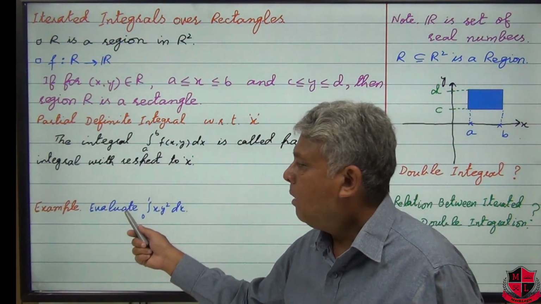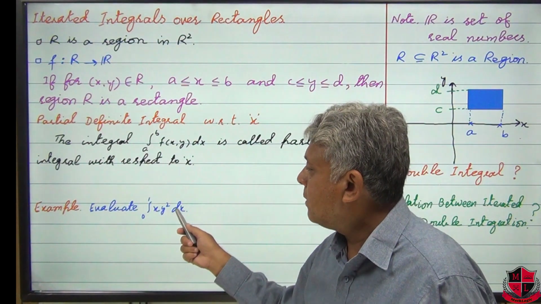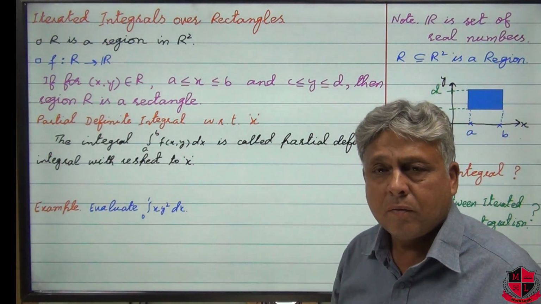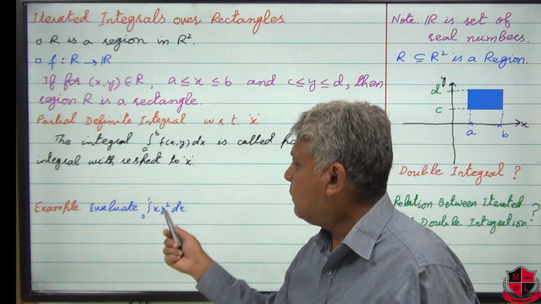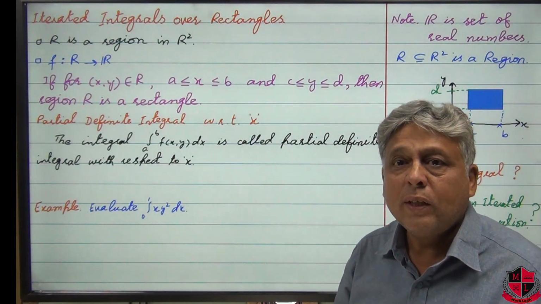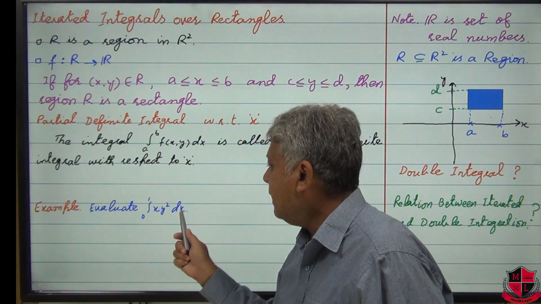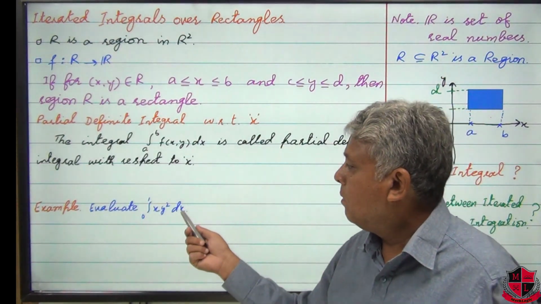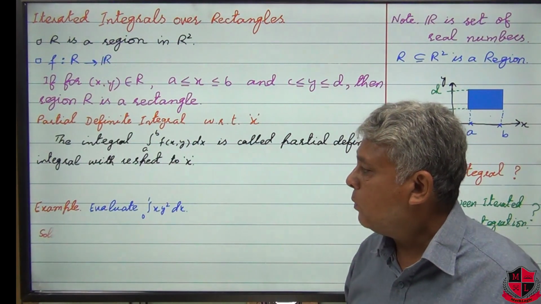The example is: evaluate the partial definite integral with respect to x, the integral from 0 to 1 of x y square dx. Why is it partial? Because the function which we are going to integrate is of two variables x and y, but we are going to integrate only with respect to one of these variables, and here the variable of integration is x. So let's integrate this partial definite integral with respect to x.